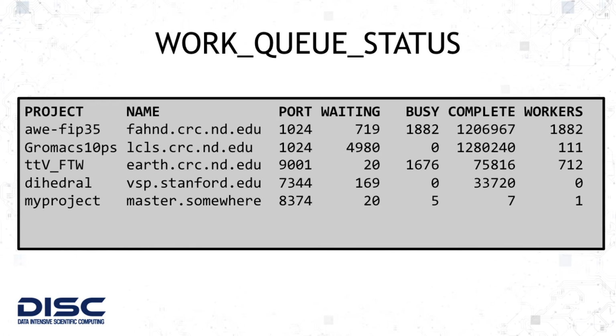It gives the project name, the name of the host that the master is running on, the port, and the number of tasks in the waiting, busy, and complete state, as well as the number of workers currently connected. And this is nice because it gives you a way to watch the status of your program as it's running and get a sense of whether it's closer to the beginning, closer to the end, and whether it's making progress.